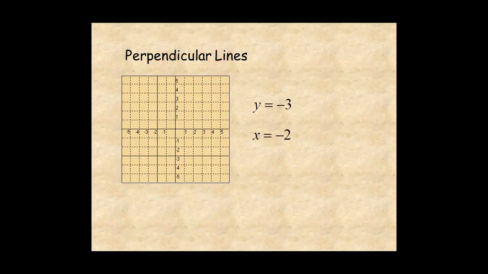Finally, y equals -3 is a horizontal line through -3 on the y-axis, and x equals -2 is a vertical line through -2 on the x-axis. These lines are perpendicular, but they don't have negative reciprocal slopes because the slope of a horizontal line is 0, and 0 doesn't have a reciprocal.